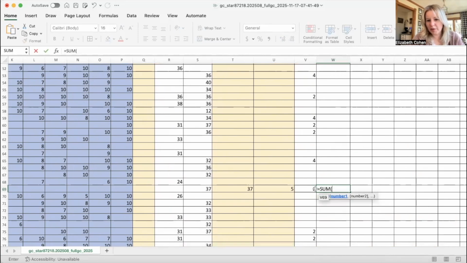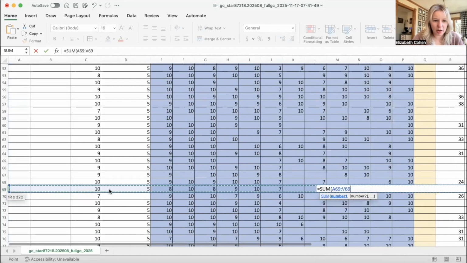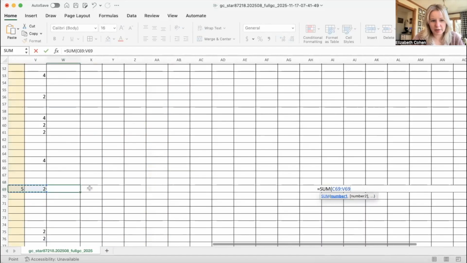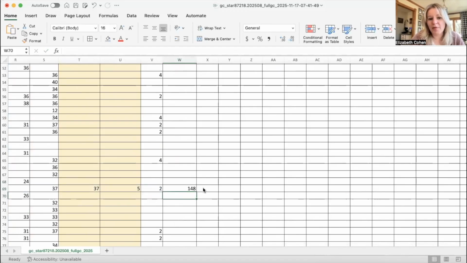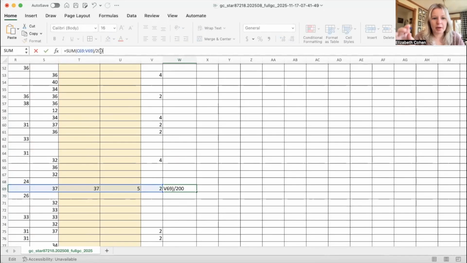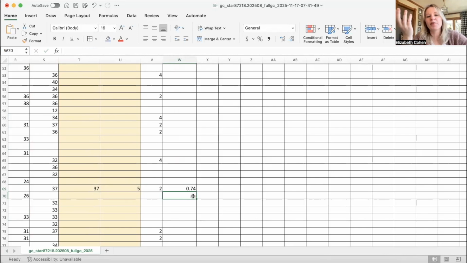Open parentheses, equal sum, and then I just highlight the whole column so we get all the grades that they've done. See that there? Close that. So they only have 148 points because they haven't done as many quizzes. So then they did get some extra credit. And then I divide that by 200, and they are currently making a 74. And again, if you want to multiply it by 100, 74%. So they have a C.